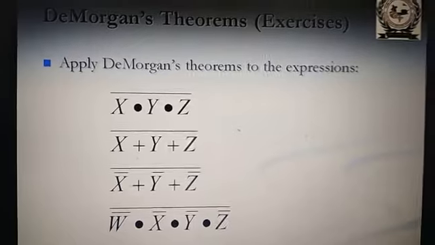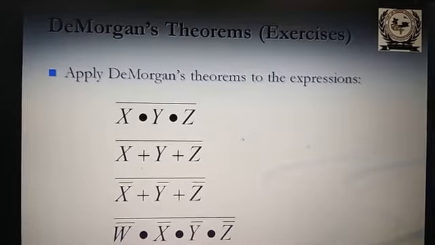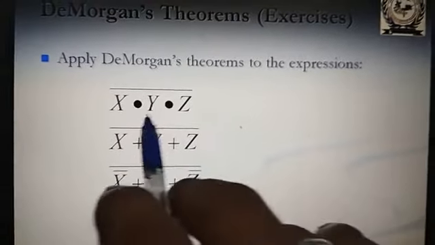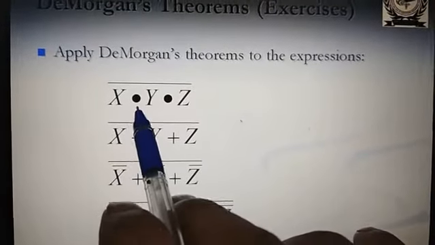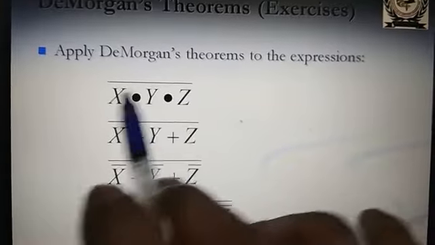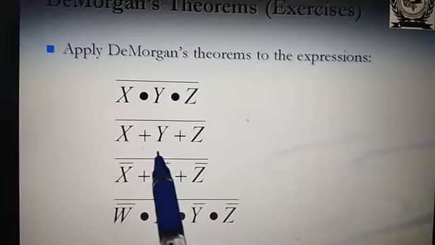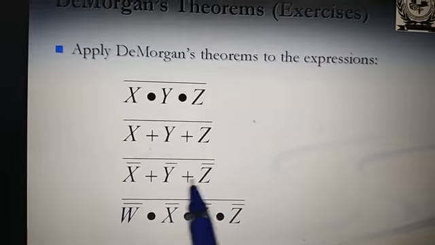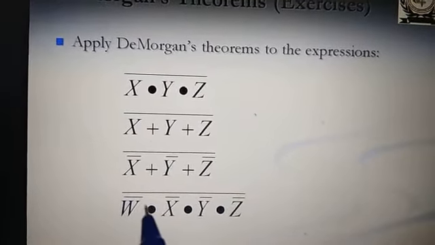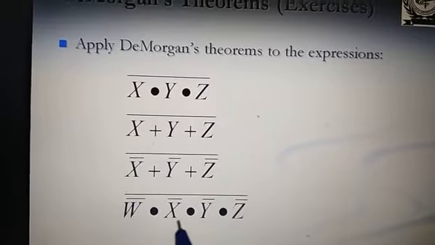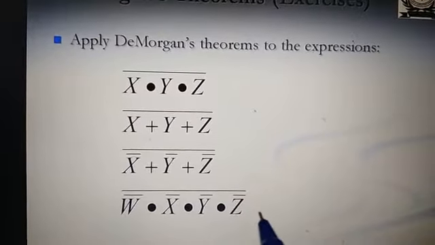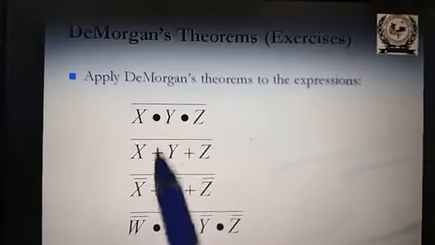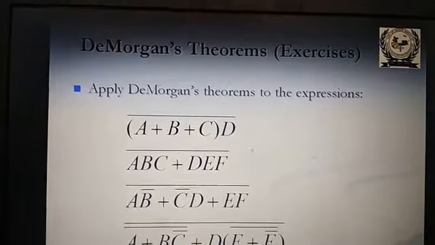So here is just one exercise. Apply the De Morgan's theorem to this expression. X dot y dot z whole bar. X plus y plus z whole bar. X bar plus y bar plus z bar whole bar. And then w bar dot x bar dot y bar dot z bar whole bar. You have to apply the De Morgan's theorem to all these 4.